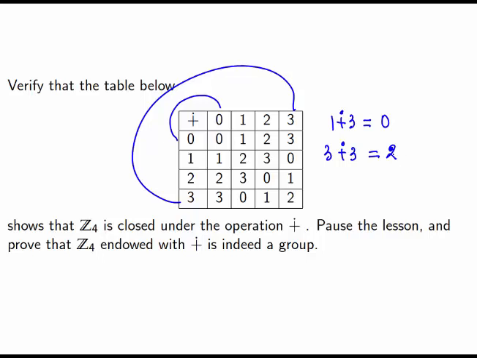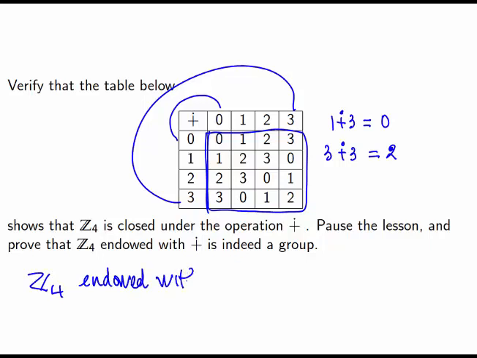And so on. Again, pause the video and try to make sure that all of the entries that we obtain here make sense for you. And then try to verify that all 4 axioms required to be a group are present. And so Z4 endowed with this operation is a group. We'll call this, in fact, a modular group.